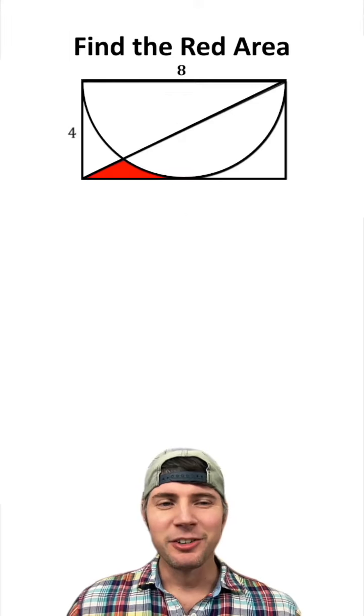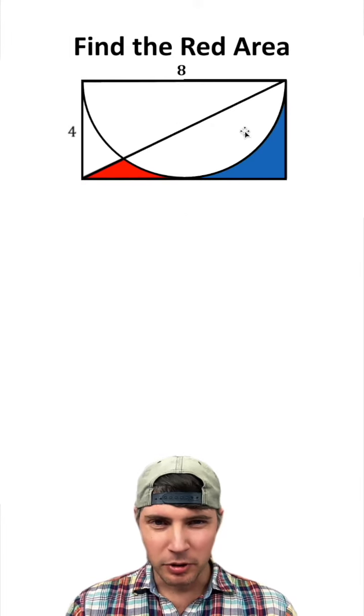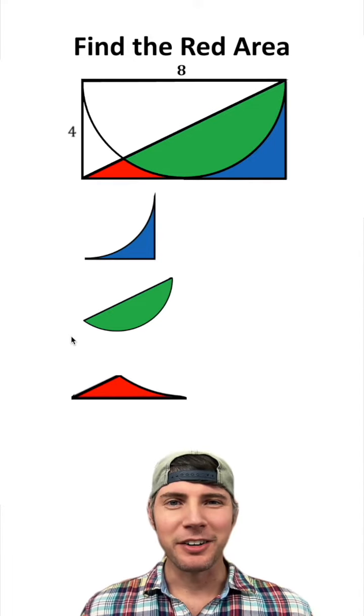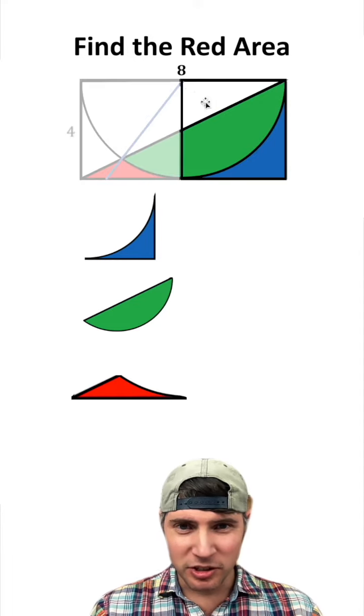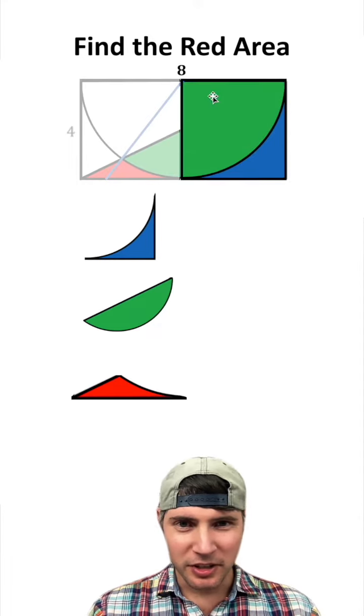Let's solve this thing. In order to solve this, I'm thinking let's color this thing blue and this thing green, and let's copy them down here. So in order to find the area of this blue thing, let's look at this half of the rectangle. Let's get rid of this white triangle piece.